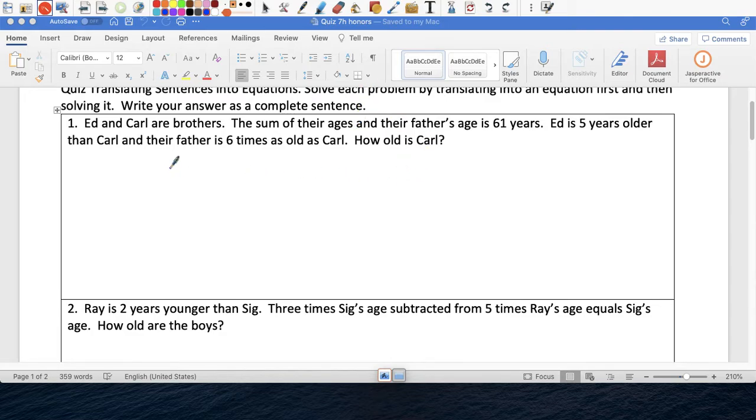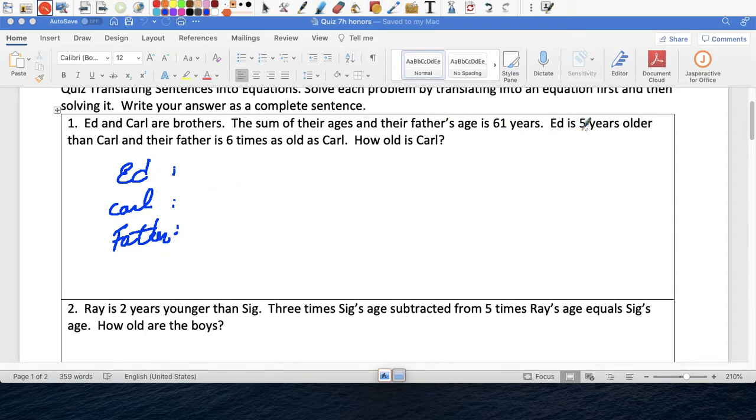So let me first identify our cast here: Ed, Carl, and we have Dad, the father. We know the sum of their ages is 61, but we don't know anything else. Let's represent their ages as it's given to us.